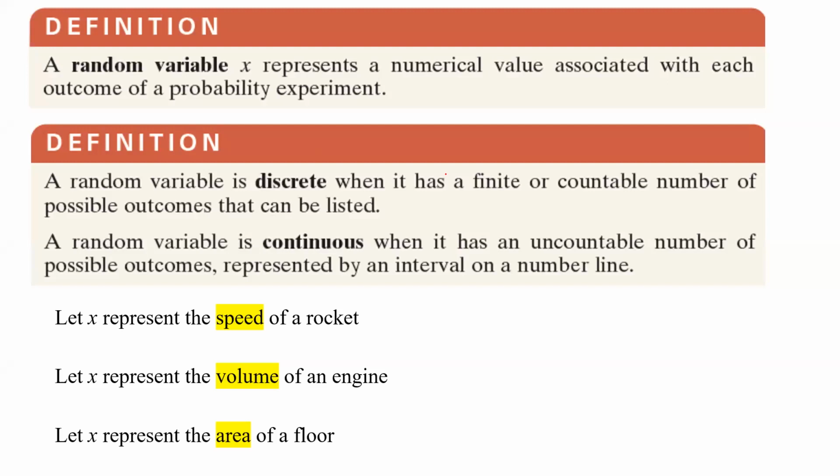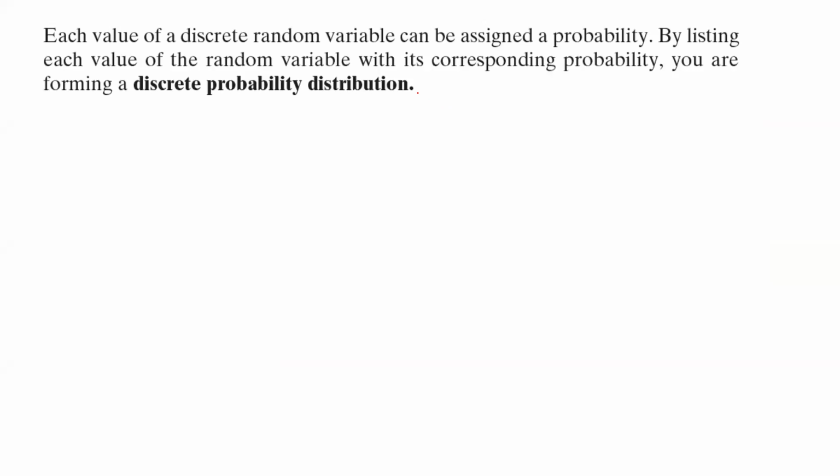type of variable. Take a look. Each value of a discrete random variable can be assigned a probability. By listing each value of the random variable with its corresponding probability, you are forming a discrete probability distribution.